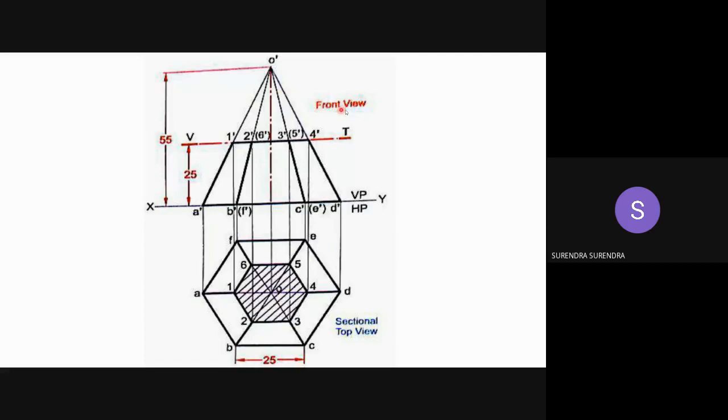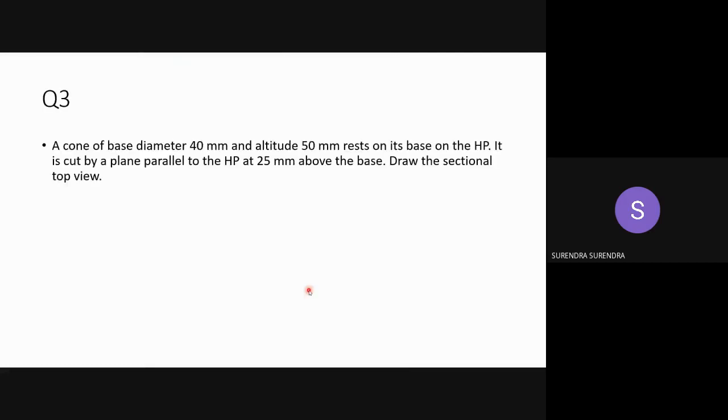So that is the front view and sectional top view. Coming to the third problem. Note the third one.